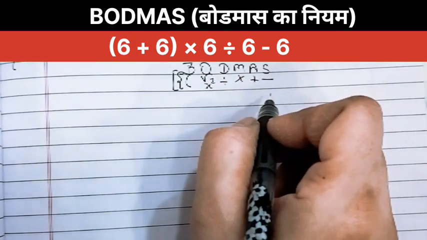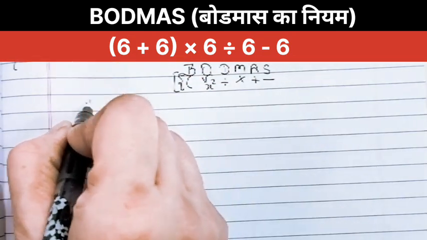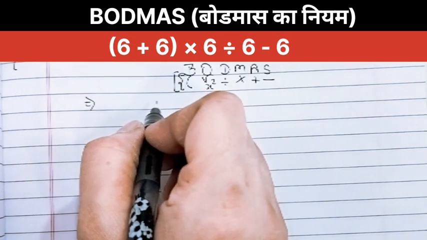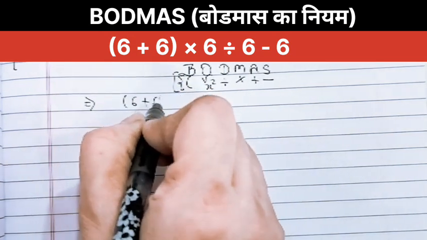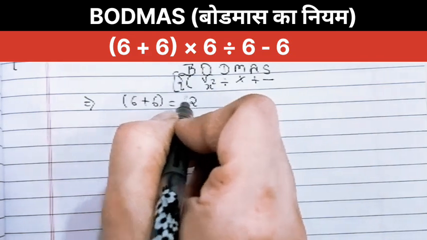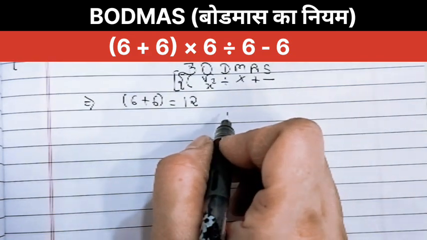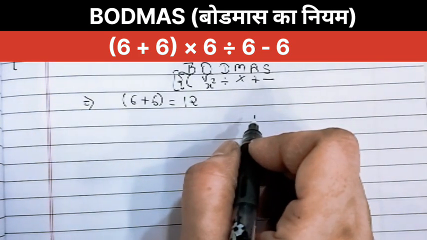According to this BODMAS sequence, we'll break down this expression with a step-by-step solution. Now the first step, brackets: solve the addition inside the parenthesis. So the first parenthesis is 6 plus 6, which is equal to 12. According to step 1, brackets always take the priority. We must simplify the grouped numbers before performing any outside operations.